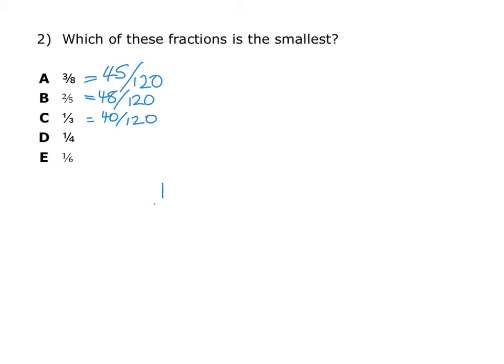Now we're going to convert a quarter into 120ths, and what did I do to 4 to multiply it into 120? Well, 4 times 3 is 12, so 4 times 30 must be 120, and we do the same to the numerator. So 1/4 becomes 30 120ths.